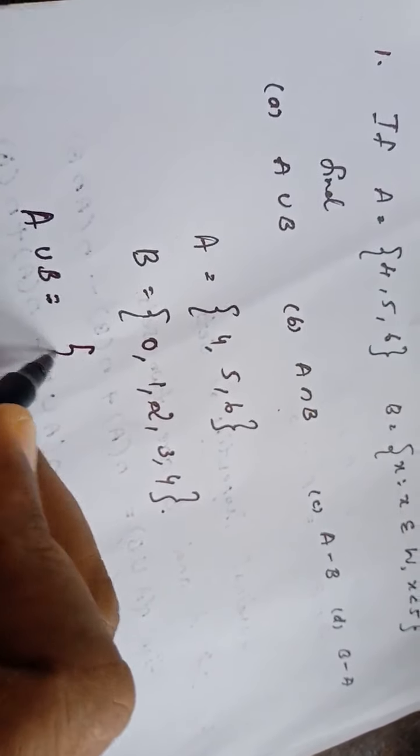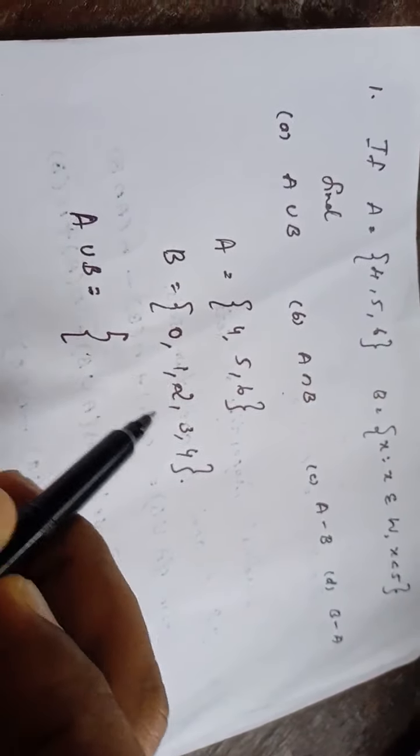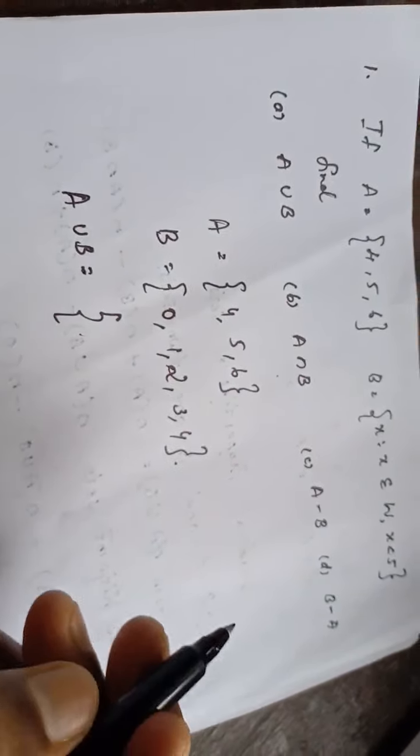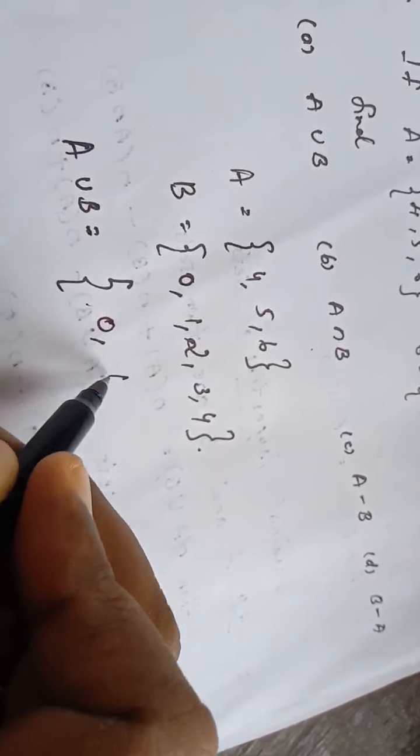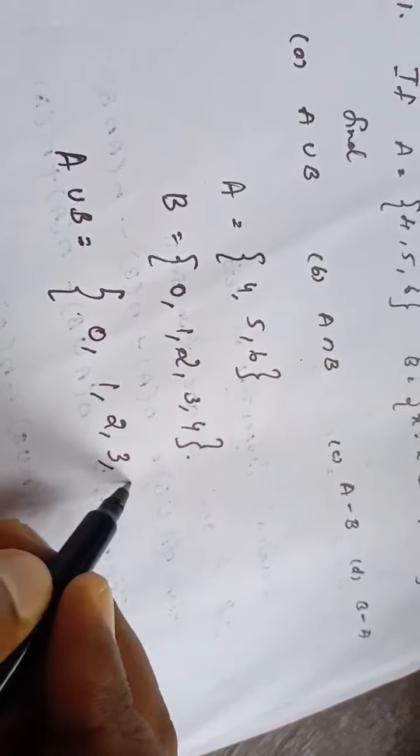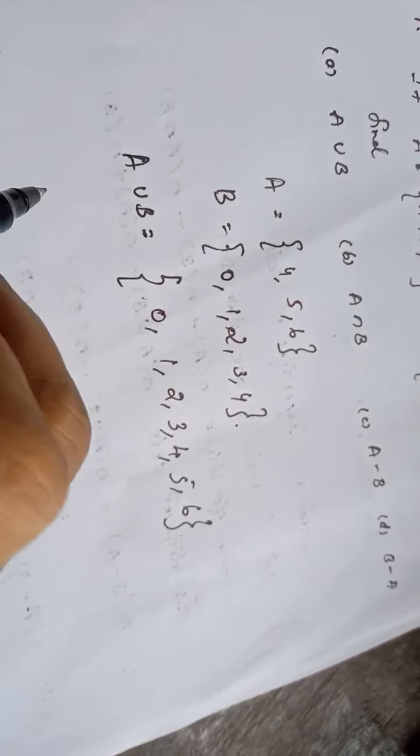Now we have to find first A union B. A union B is equal to, we know that when we take A union B, we have to take all the elements of A as well as all the elements of B. So we have to take all the elements starting with the 0, 1, 2, 3, 4, 5 and 6. All the elements from A and B.